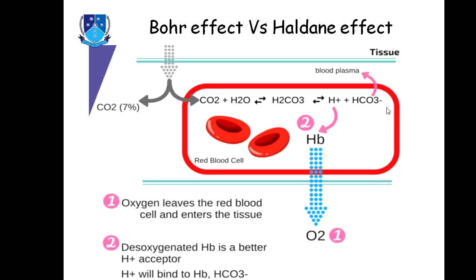So when the concentration of carbon dioxide is high, what will happen? The Bohr effect will once again be effective over there. The Bohr effect will lead to the release of oxygen over there and the formation of what? The formation of bicarbonate ions. So this was all about the transportation of oxygen and carbon dioxide inside the body.